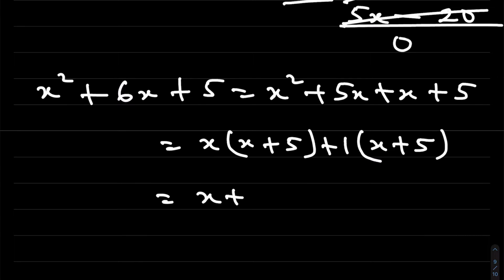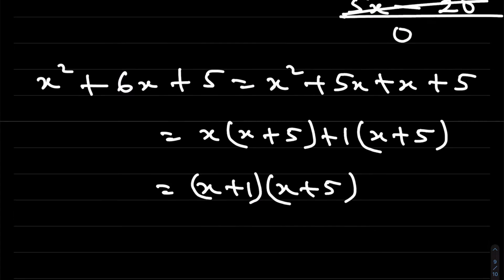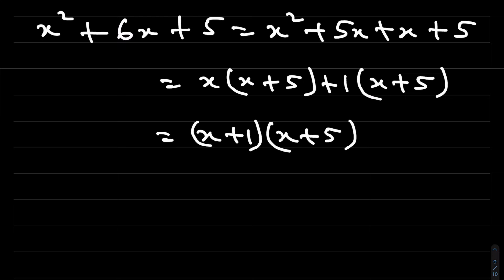And that's x plus 1 times x plus 5. So that simply means the other factors are x plus 5, x and x plus 1. So what are the other roots?